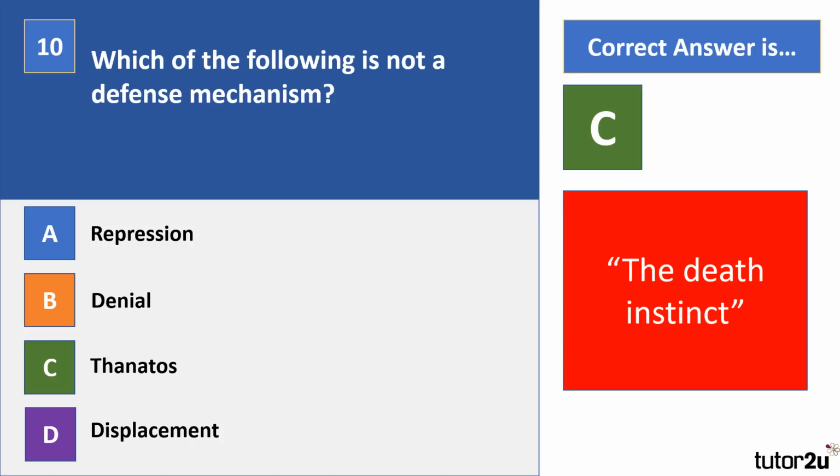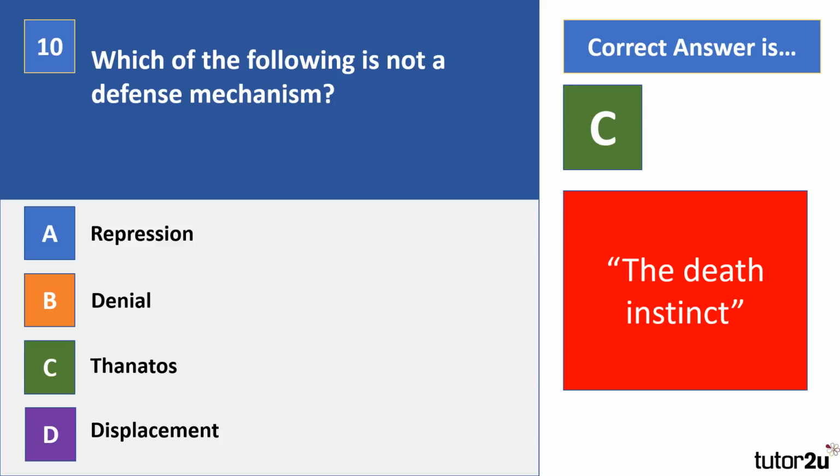Okay, your correct answer there is C. So thanatos is actually the Freudian death instinct. You might have come across it if you'd studied aggression. So what are defense mechanisms? They're basically unconscious strategies that your ego uses to manage anxiety. And it manages anxiety basically by redirecting psychic energy, and it does these in a number of ways.